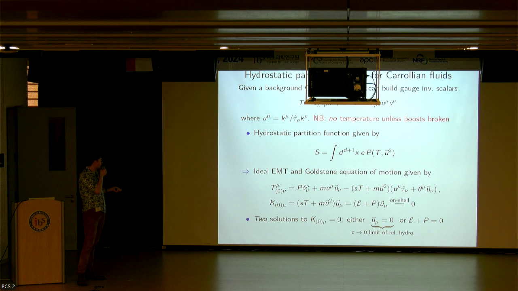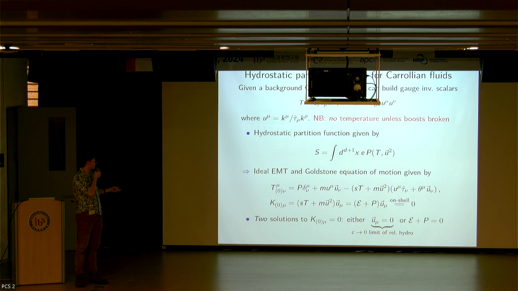While the Josephson equation takes this form, and of course must vanish on shell. Essentially, the vanishing of the Goldstone equation of motion is now the Carroll boost Ward identity. And we see that it has two solutions. If this is 0, either E plus P is 0 or U is 0. It just so turns out that the limit of c going to 0 of a relativistic fluid lands you on this branch where U is 0. So E plus P is not necessarily 0.